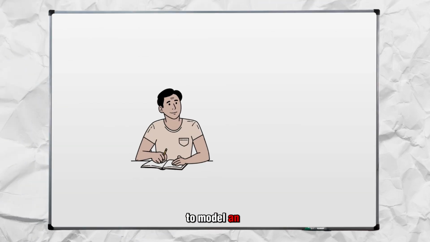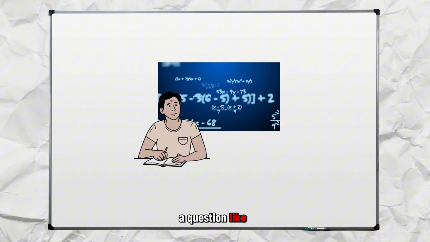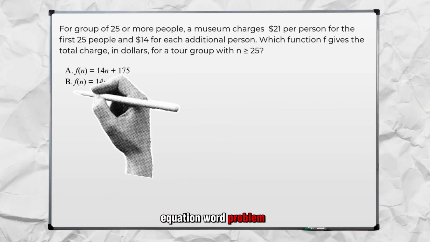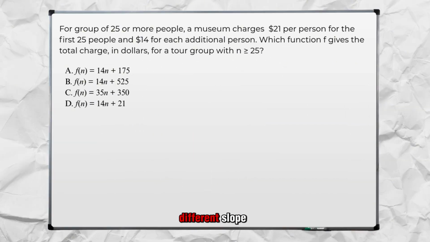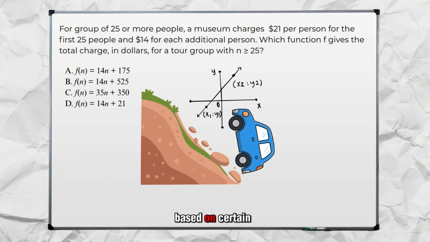All right, so if you know how to model an equation, then you'll know how to answer a question like this, like a linear equation word problem. And this in particular is going to be what's called a piecewise problem, where there's going to be a different slope based on certain conditions.